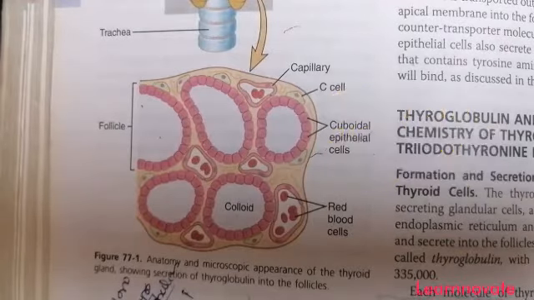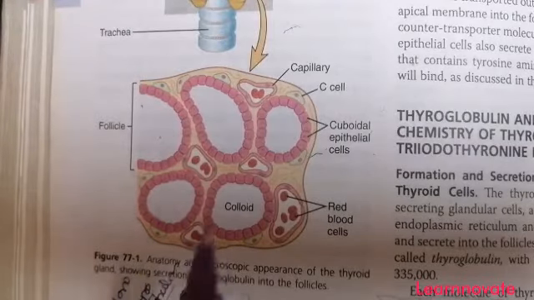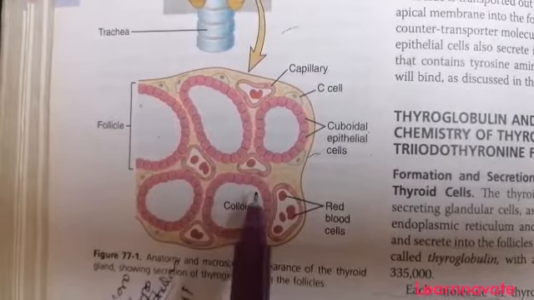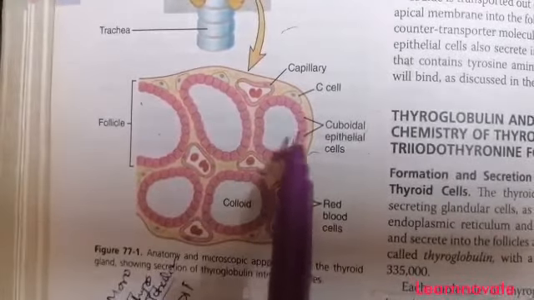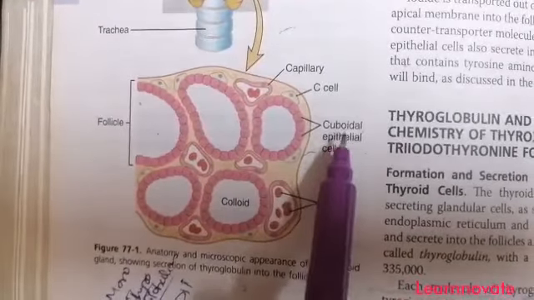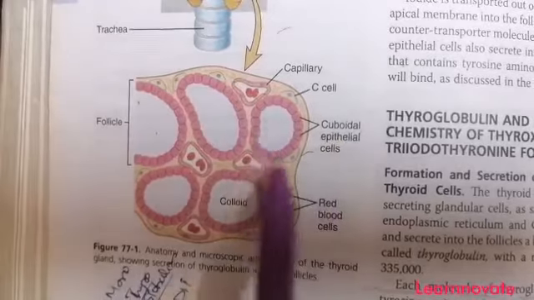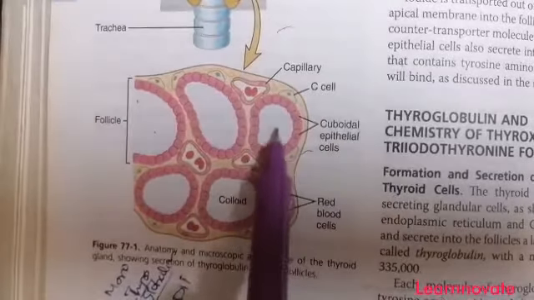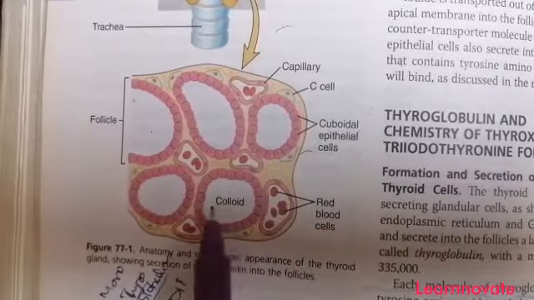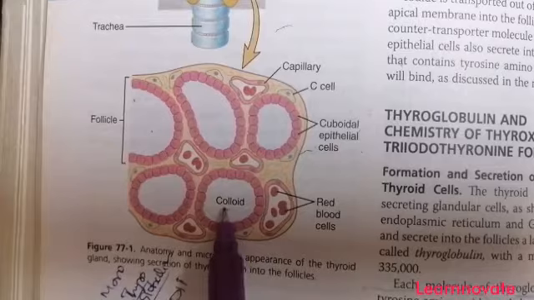In this video, we are going to discuss the synthesis of the thyroid hormones in the thyroid follicle. Here you can see the diagram of a thyroid gland, in which there are various follicles, and these follicles are surrounded by the thyroid cells, that are the cuboidal epithelial cells. Inside the thyroid follicle, there is a colloid-filled space. This colloid contains a glycoprotein called thyroglobulin.